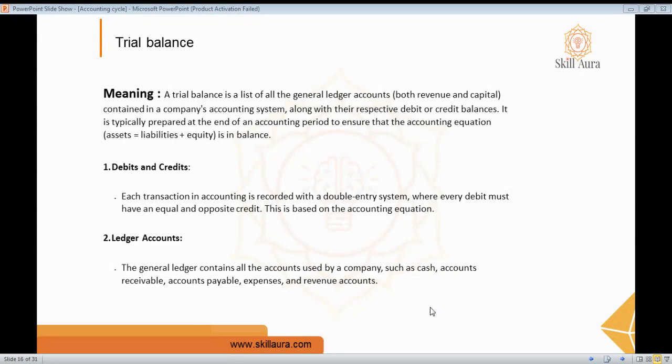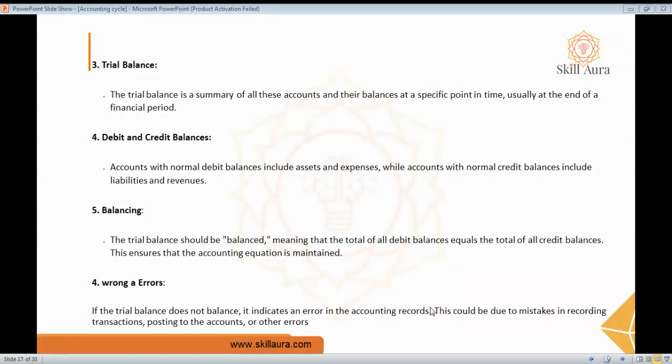And the second one is ledger account. Here, the general ledger contains all the accounts used by the company. So, by converting the journal to the ledger, we'll have accounts like cash account, accounts receivable, accounts payable, expenses, and revenue account, etc. The next one is trial balance. Here, it is the overall summary of all those accounts and the balance at a specific point in time. So, at the end of the financial period, we are going to prepare this trial balance.